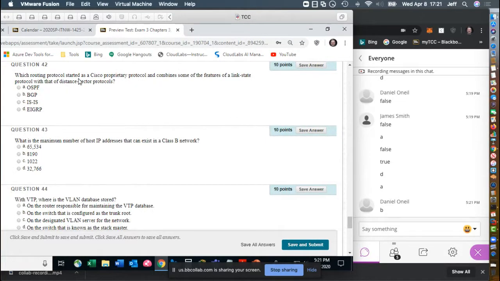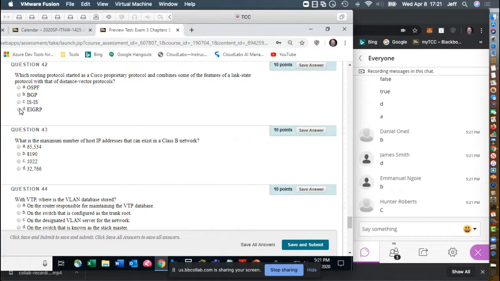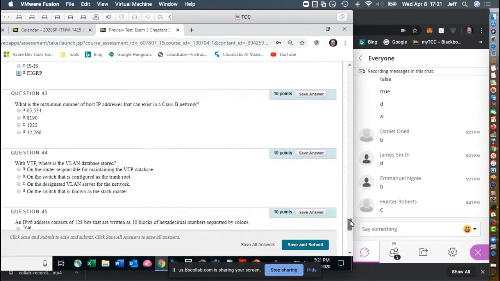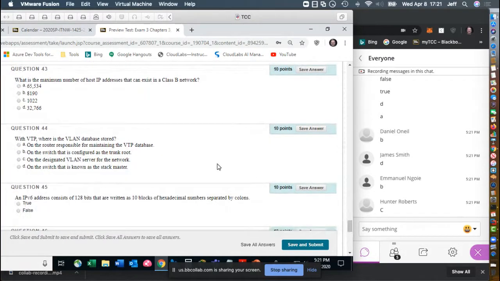All right, which routing protocol started as a Cisco proprietary protocol and combined some of the features of a link state protocol with that of a distance vector protocol? D. Yeah, actually, it is EIGRP. So it is D. That's the Cisco version.